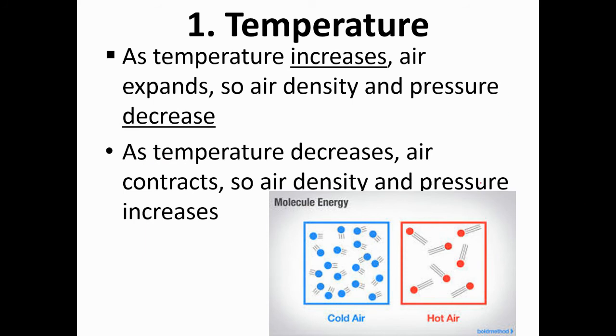So as temperature decreases, air contracts. Okay, so here we have hot air. If we decrease the temperature, those molecules are going to contract. They're going to come closer together. Density is going to increase because you're going to have more things closer together, and pressure is also going to increase. Okay, so temperature and pressure have a direct relationship, or indirect relationship, I'm sorry. Temperature and pressure have an indirect relationship. So if one is increasing, the other is decreasing.